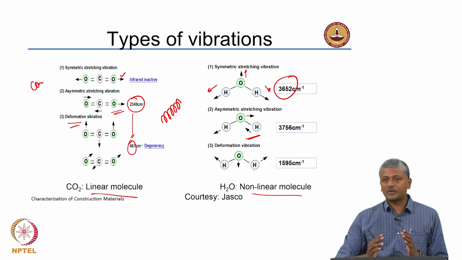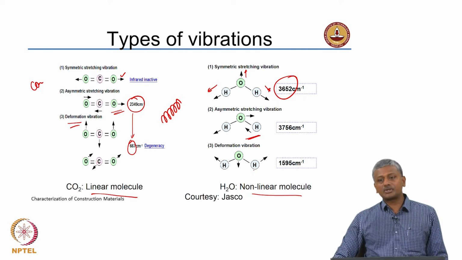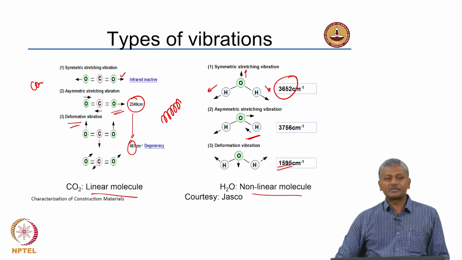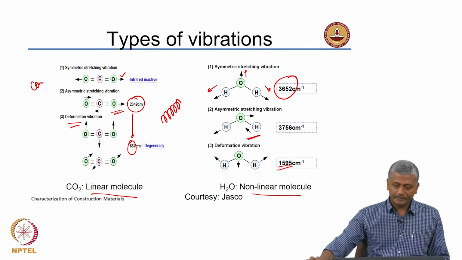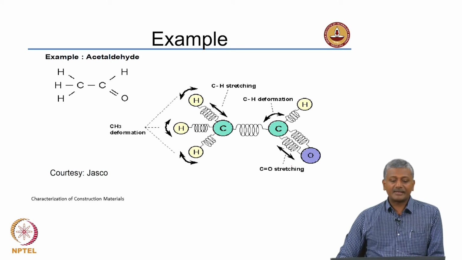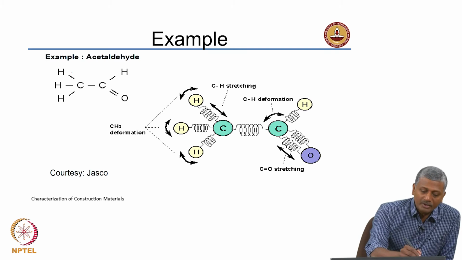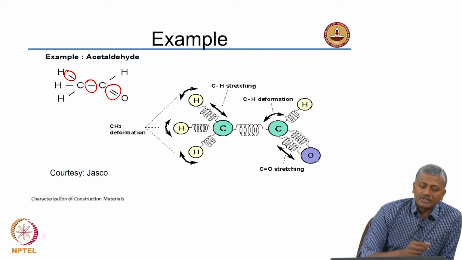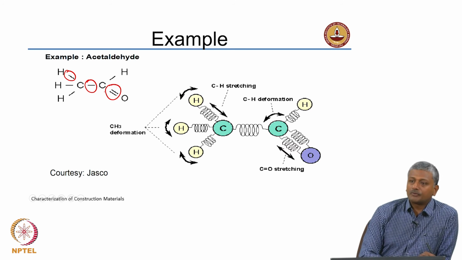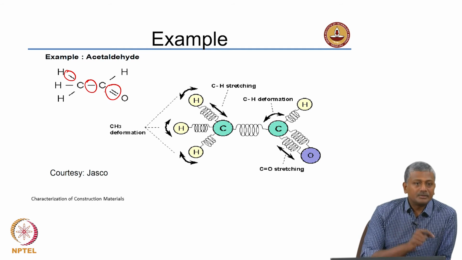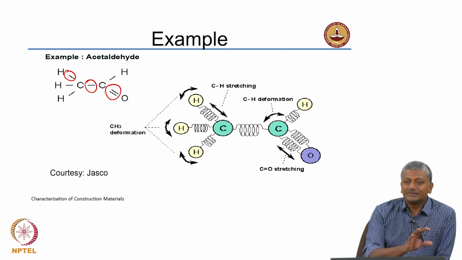Deformation vibration happens when there is a change in the structure of the material, and again in this case these are possible at lower wave numbers like 1595 centimeter inverse. So, just to give another example from the structure of acetaldehyde. Here of course we have different types of bonds. You have carbon hydrogen bond, you have carbon carbon bond, and carbon oxygen double bond. Each of these will have specific vibrations associated with the stretching or deformation of these bonds.